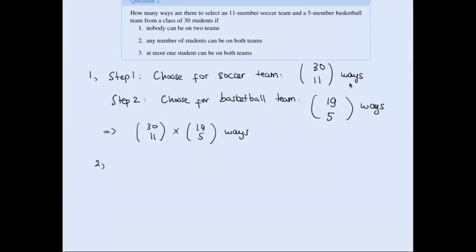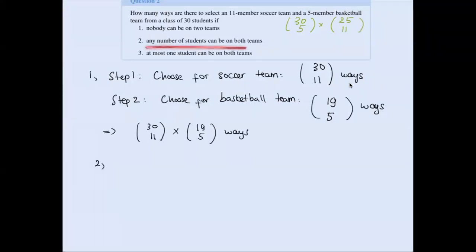Is 30 choose 5, 25 choose 11 the same thing? Yes, yes. So you can also do it another way: first choosing members for the basketball team, which gives you 30 choose 5. And then after that, you choose members for the soccer team, which gives you 25 choose 11. They should give you the same answer. If there's no question, I will move on to part 2.